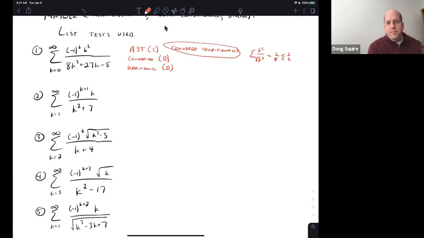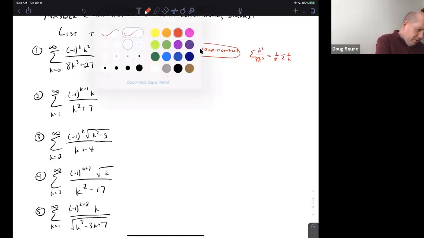We're going to list, okay, harmonic is the first thing we'd use, and we'll say that part diverges. The comparison test is going to conclude that the absolute value diverges, and then the alternating series test is going to conclude that the original converges, which means the original series converges conditionally. Okay, so do a different color, just separate it.